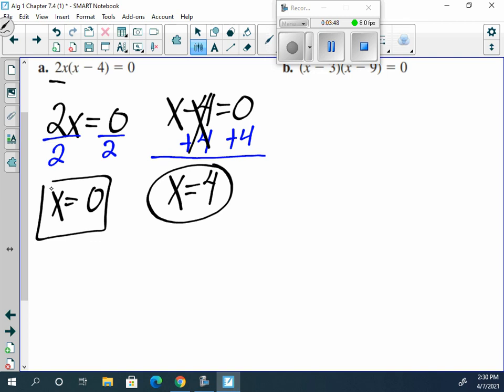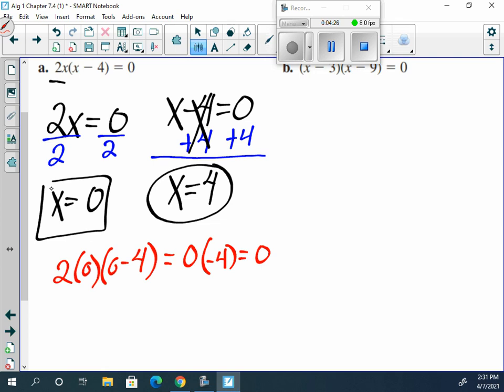Now let's check it just to make sure this works. So I can plug 0 in for x if I wanted to check it. So we'd have 2 times 0 minus 4. And we want to see what this equals. Well, 2 times 0 is 0. 0 minus 4 is negative 4. And 0 times negative 4 is 0. Because we have that multiplication of 0, everything becomes 0.